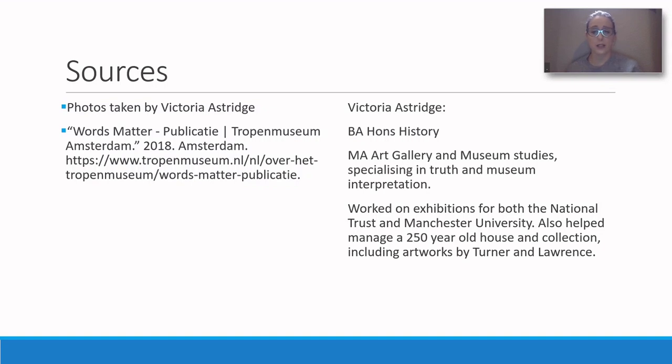I do really recommend, if it's something you're interested in, reading Words Matter. It's available in several languages for free on the Tropen Museum's website, and it deals with language selection, particularly over controversial words. And it really does highlight some of the key phrases that in museology we struggle with and could cause offence, even if we don't consider them to. So that's a really good publication if it's something that interests you.